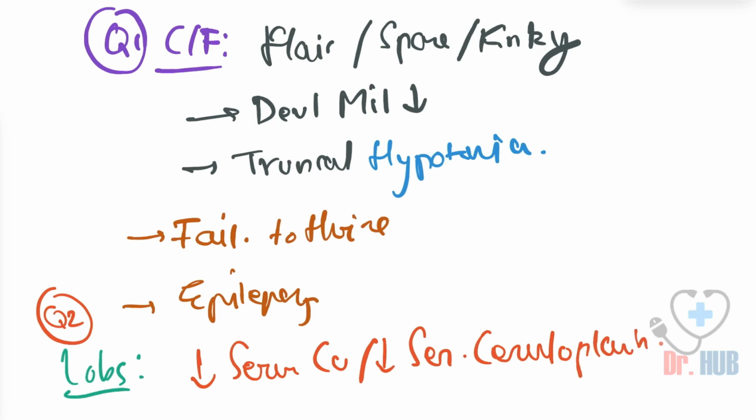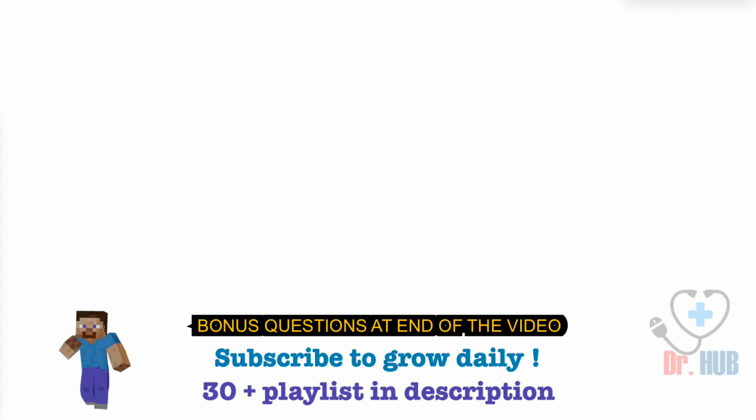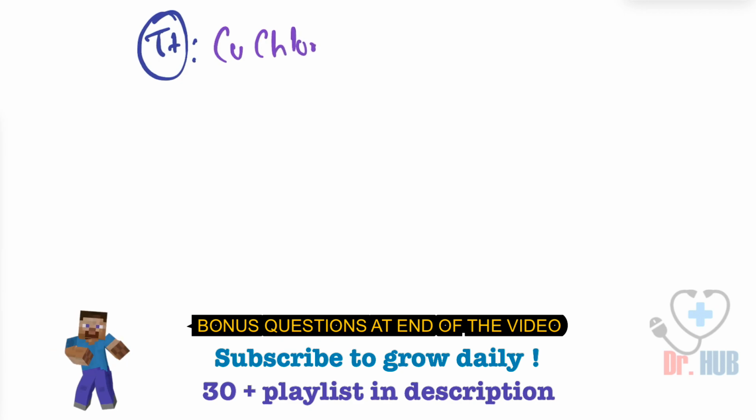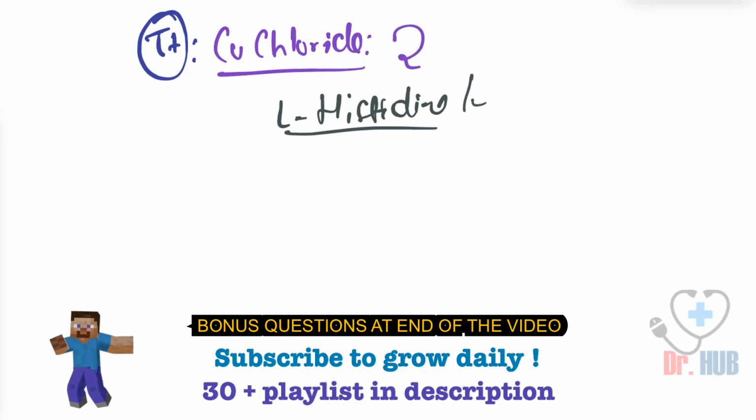Then we move on to the treatment. What is the treatment of Menkes disease? This was the question we asked. The treatment is copper chloride and L-histidine injections. So these were the answers to our questions.